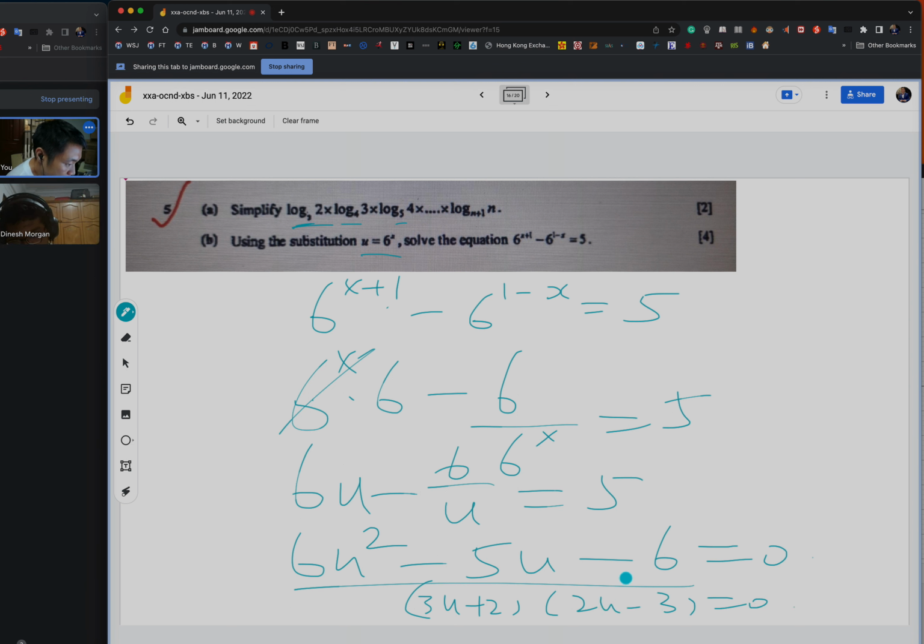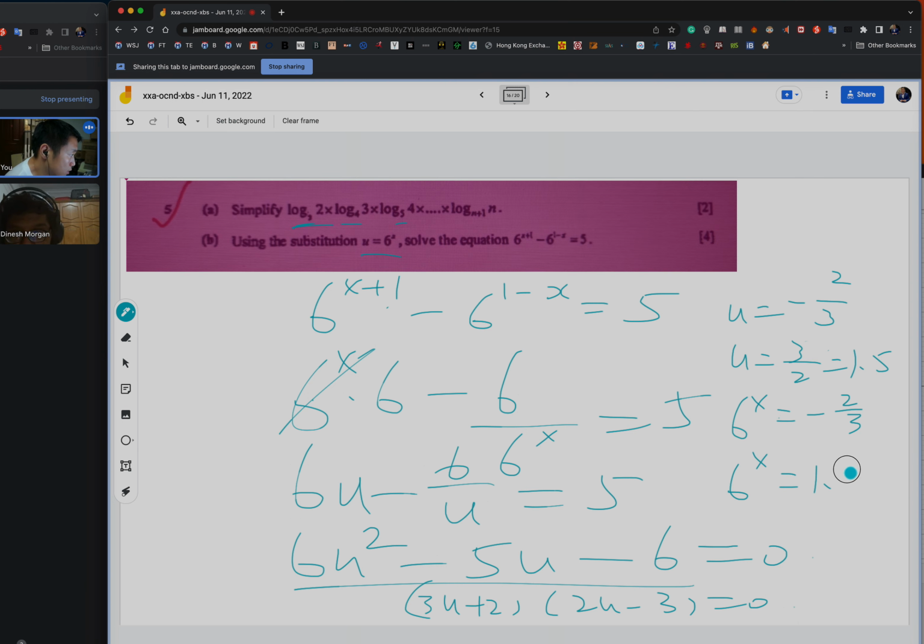Something like this? Yes, it makes sense. So u equals negative 2/3, and u equals 2/3, right? No, 2 over 3. Or 3 over 2, which is 1.5. Okay? So therefore your 6 to the x is this 1.5, right?